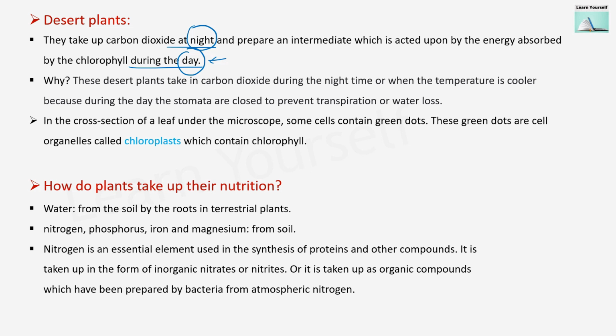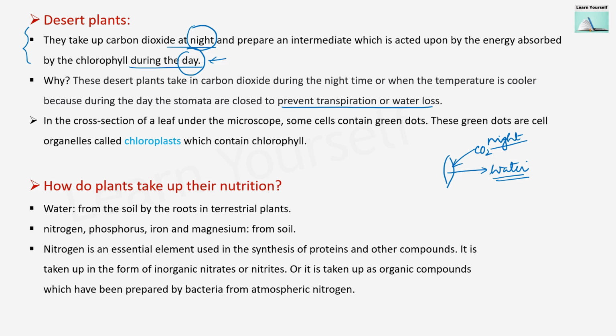Now why is this a difference in desert plants? Because when the plant takes in carbon dioxide, it also loses some water from the leaves. These are the stomata pores. When it is absorbing carbon dioxide, it is also letting out some water. For desert plants, water is very important. If the stomata open at night, they lose very little water, because at night the temperature is very low. So to prevent transpiration water loss, they absorb carbon dioxide at night, and the further processes in the presence of sunlight they do in the daytime.